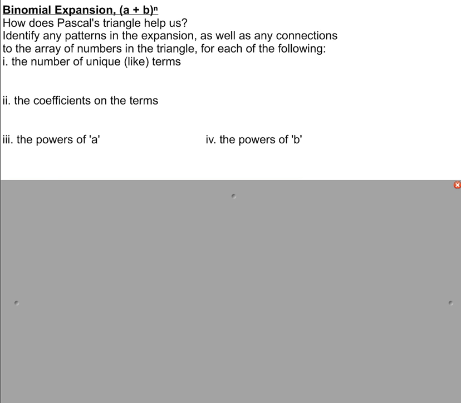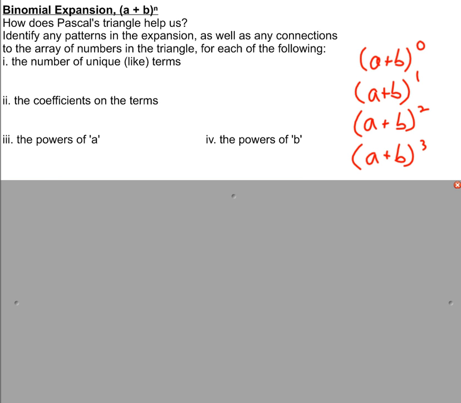What I want you to do is, for the first, we'll say 4 expansions, which would be (a + b)^0, where n is 0, (a + b)^1, (a + b)^2, and (a + b)^3, I want you to expand those out. Again, pause the video, expand those out.